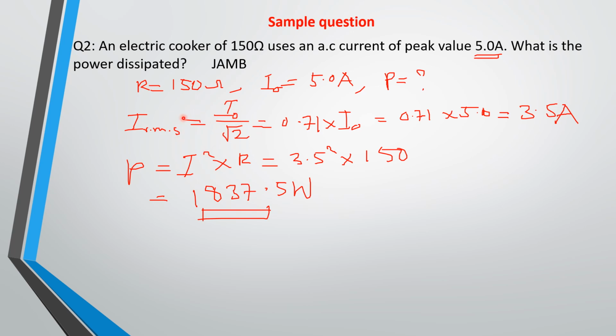Remember when we treated in our earlier video on AC circuits, we treated this equation, root mean square current equals peak current over root 2. So please, if you have forgotten, if you are not taking note, but if you are taking note, I'm sure you should be familiar with this. Okay, so that is how to use this equation to solve this type of problems.